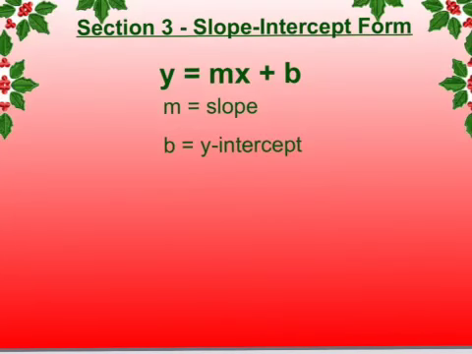Section 3, slope-intercept form. So we've been working with this form already for functions. Now we're looking at it as an equation. So it's y equals instead. M still represents the slope. B represents the y-intercept, where the line intersects with the y-axis.